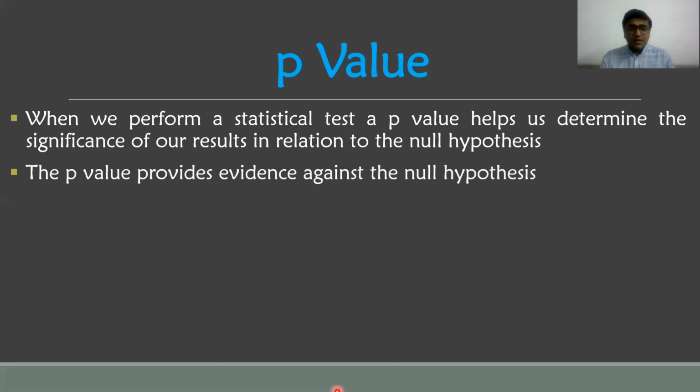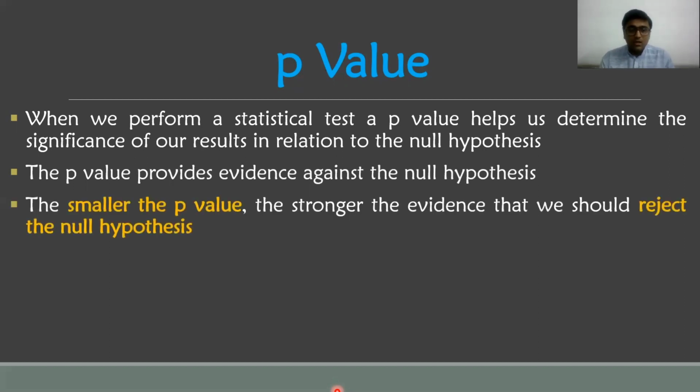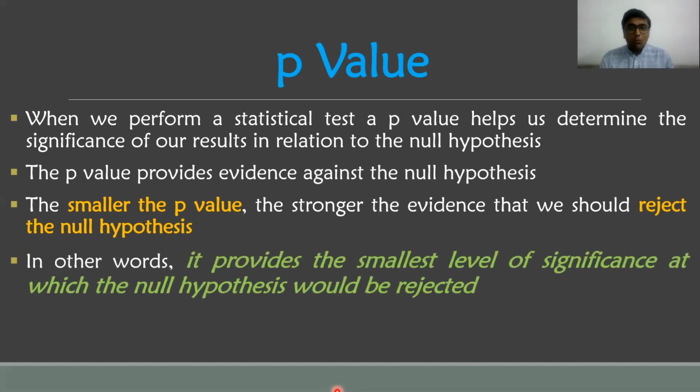So basically the p-value provides evidence against the null hypothesis. The smaller the p-value, the stronger the evidence that we should reject the null hypothesis. In other words, it provides the smallest level of significance at which the null hypothesis would be rejected.